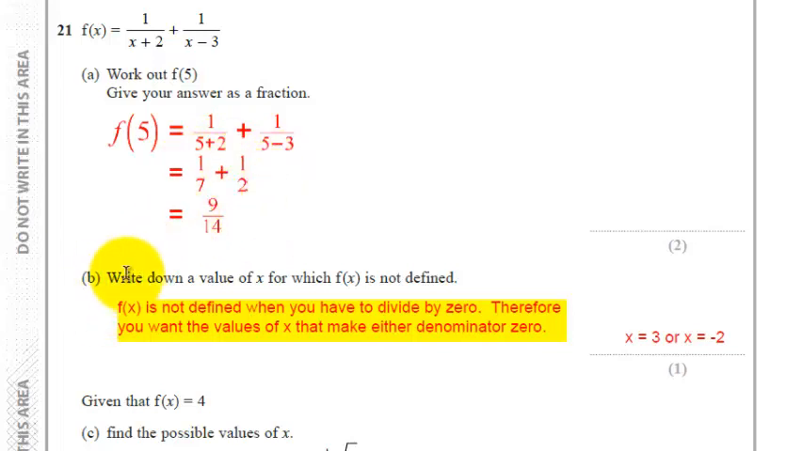Part B. Write down a value of x for which f of x is not defined. The function f of x will not be defined when you have to divide by 0. Therefore you want a value of x that makes the denominator 0. So x can be minus 2, because minus 2 plus 2 is 0, or x can be 3.